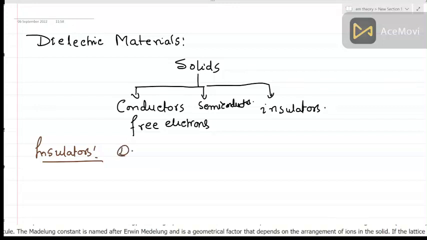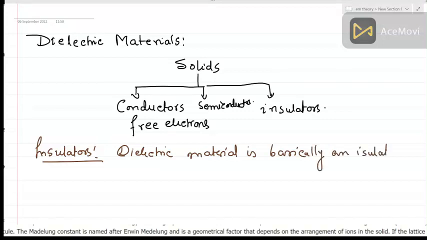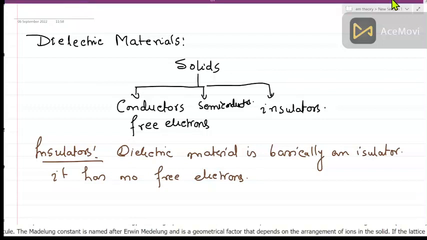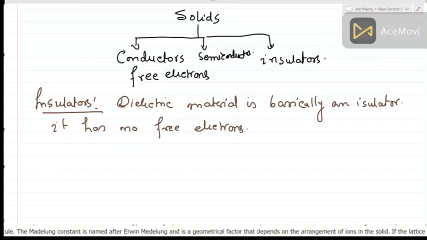Dielectric materials are a kind of insulating materials, or you can say that they are insulating materials. But all insulators are not dielectrics. So dielectric material is basically an insulator. Insulator means it has no free electrons.